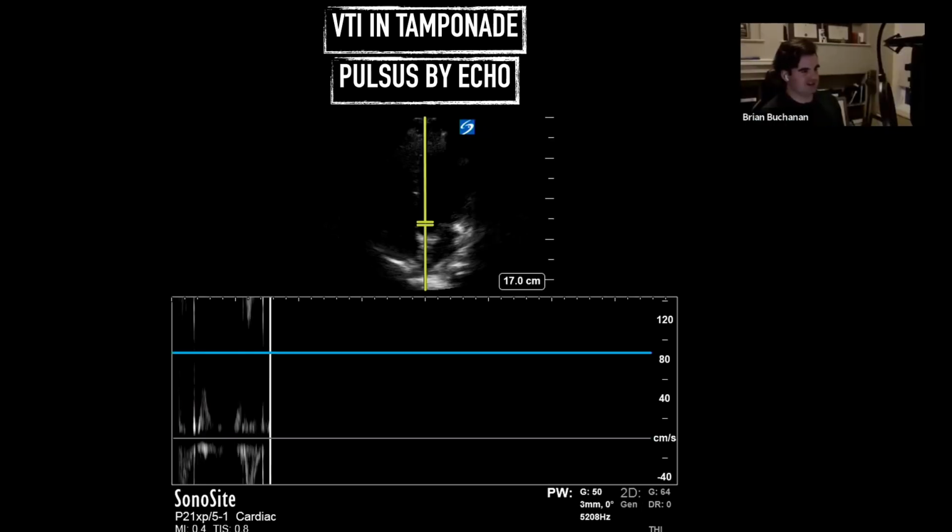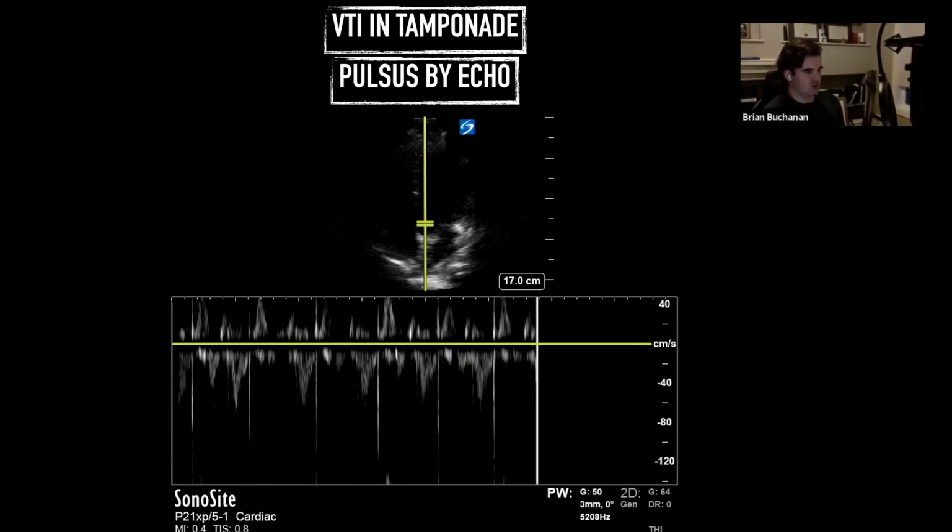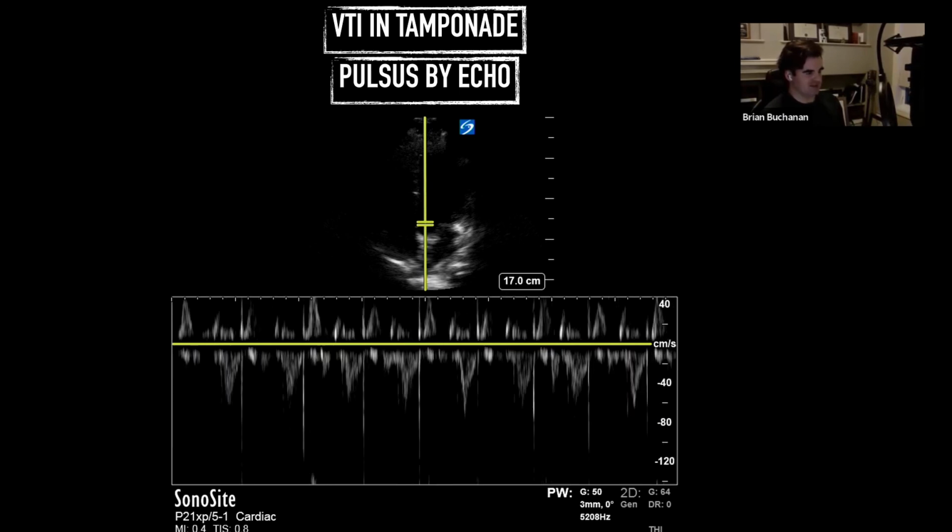And of course, finally, just to round things out here, we have a case, a young gentleman who was stabbed in the chest in the RV who had some obvious tamponade. And this is just an example here of that variation in stroke volume and VTI that you can see in tamponade. So this patient's in sinus rhythm. That way, the VTI waveform should be identical from beat to beat.